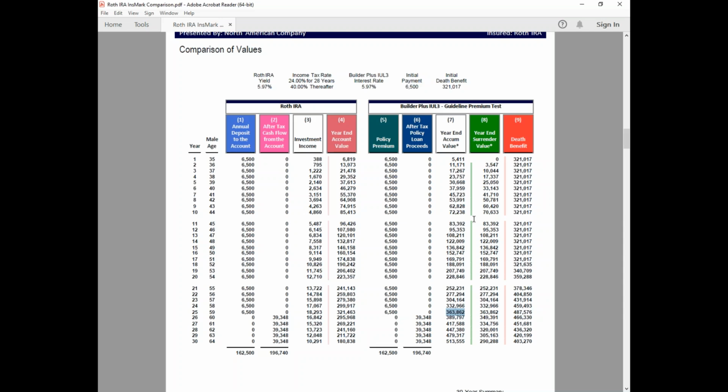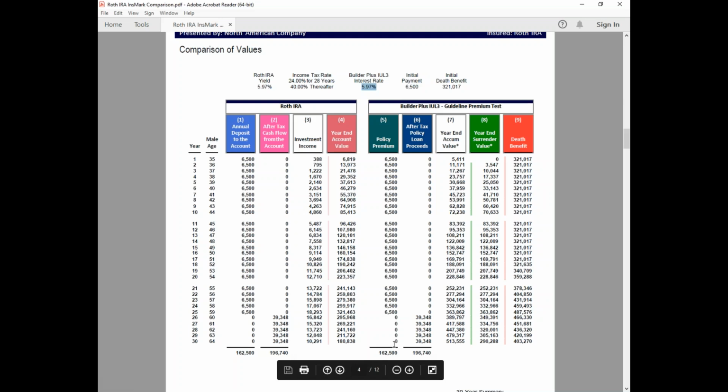growth. We did illustrate them, by the way, at the same interest rate, the 5.97, but our Builder Plus has bonuses built in. So there's an extra bonus on the index that we chose here, which is the Fidelity. So it's getting an extra bonus of 1.65 in years 1 through 10, and 2.65 bonus in years 11 and on. So that is part of what's making the extra 40,000 there. But we did have cost of insurance in here too.